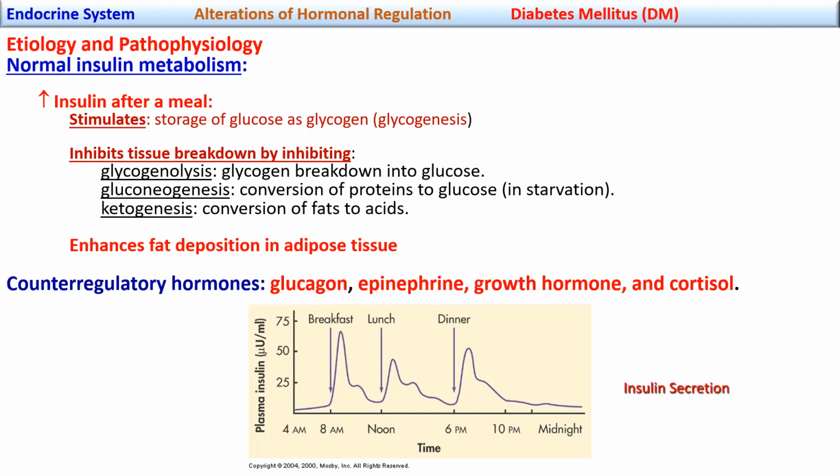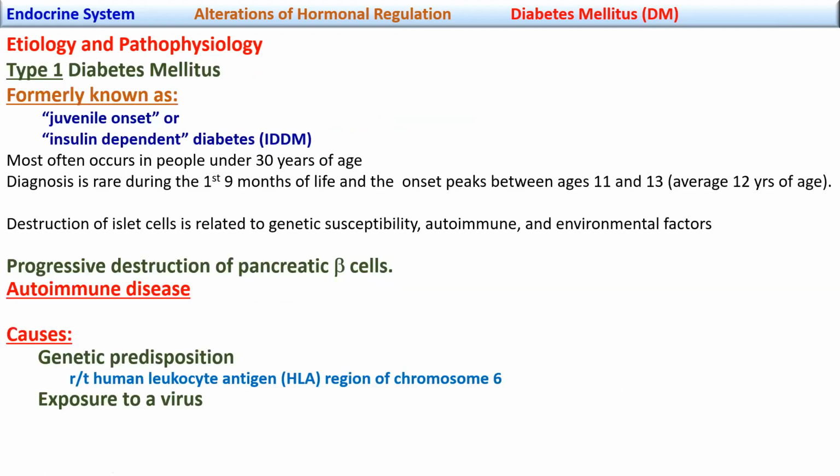From the previous slide, in this figure, you'll find the insulin secretion usually takes place right after ingestion of food. The highest level of insulin secretion will be right after breakfast, after lunch, after dinner. So it's timed with food ingestion.